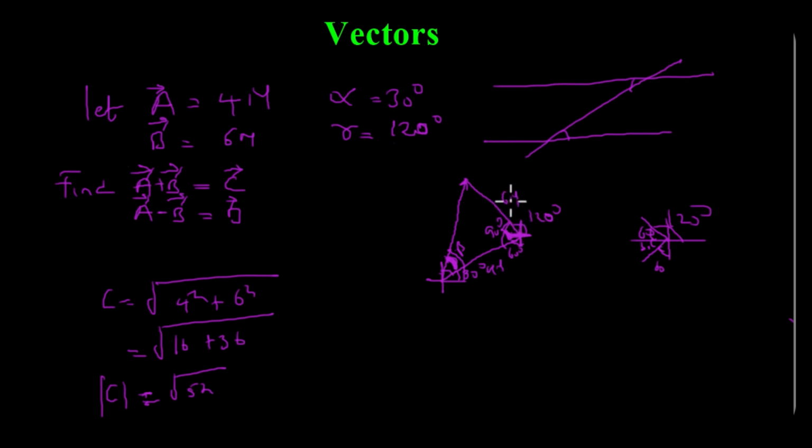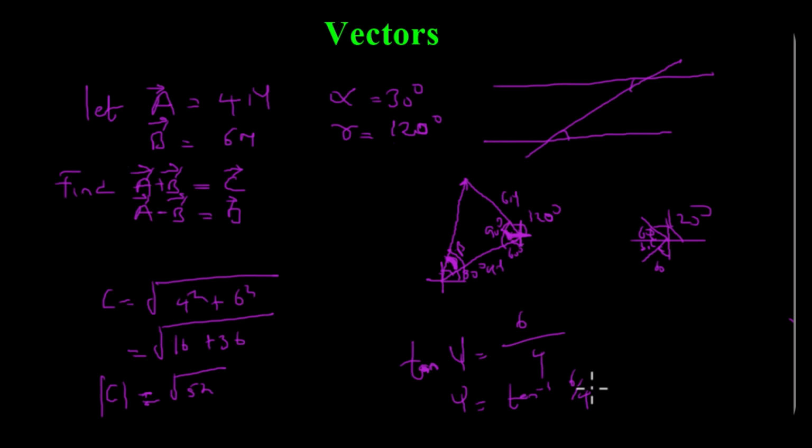I'll take B as my y and A as my x. So the tan of my angle, this angle here, will simply be equal to 6 over 4, and psi reference will simply be tan inverse of 6 over 4.